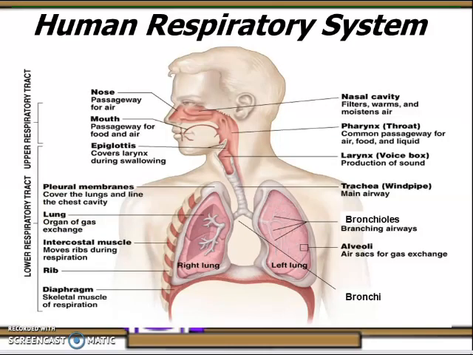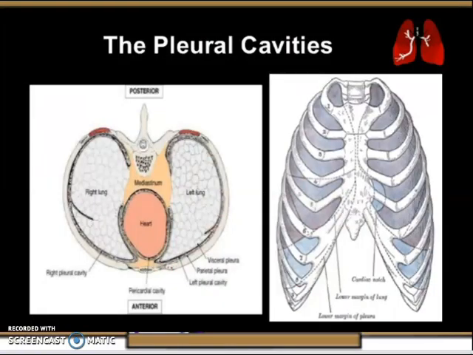The lungs are also surrounded by a thin membrane called pleura. Its main function is to lessen friction when it expands during breathing.